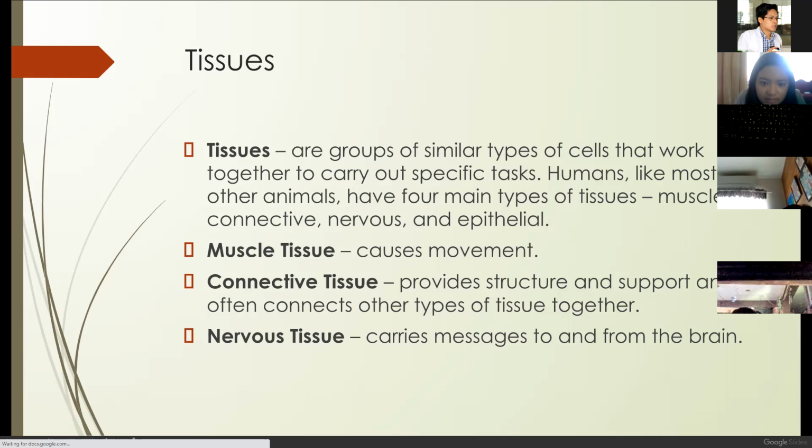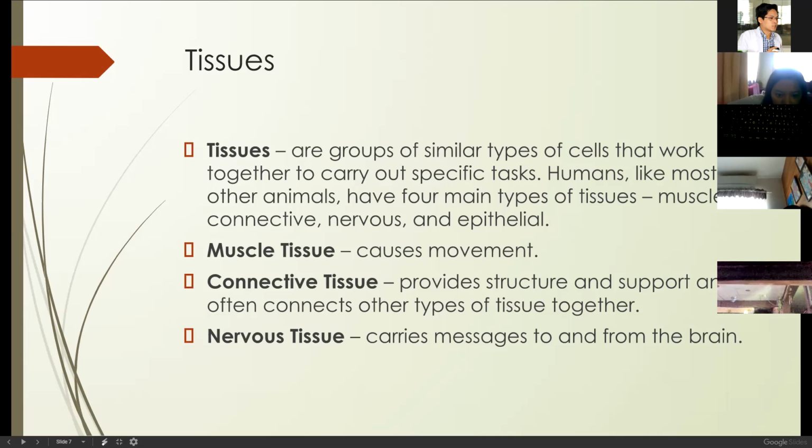Next, we have connective tissues. They provide structure and support and often connect other types of tissue together. It binds the tissues together. It supports the tissues. Next, we have nervous tissue.